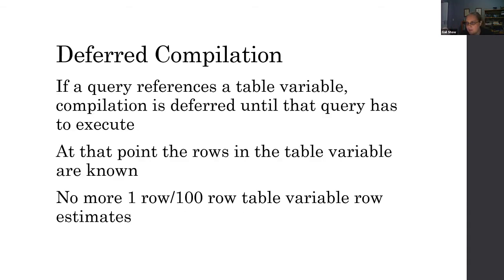With a table variable, we defer the compilation of the query that uses the table variable until after the table variable has been created and populated. In other words, right before that query executes, which means we now know exactly how many rows are in that table variable because it already exists. And so we don't have that one row estimate. And by the way, this slide's actually wrong. The 100 row estimate never happened for table variables. That was for functions.